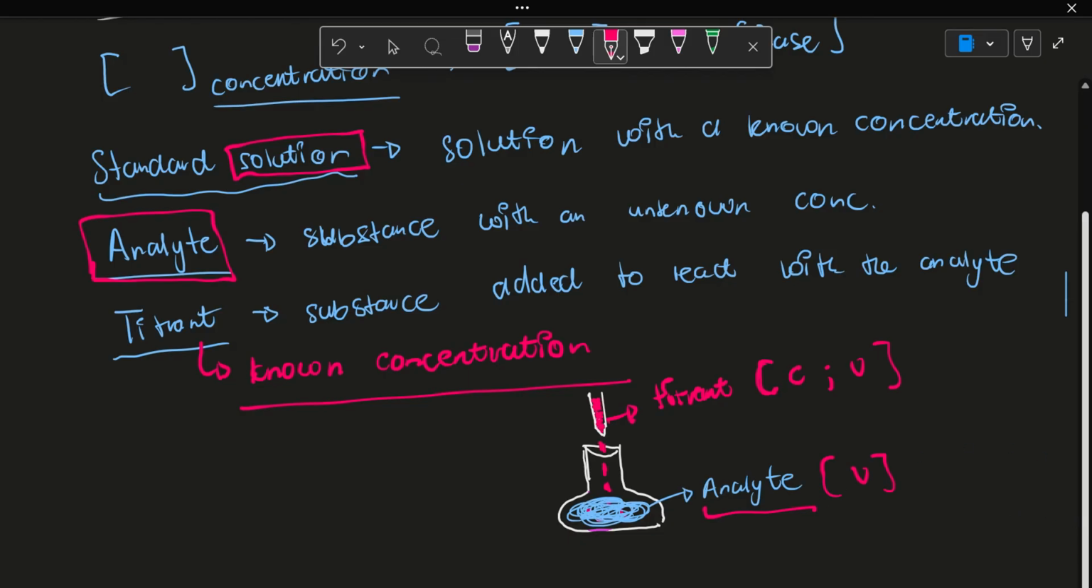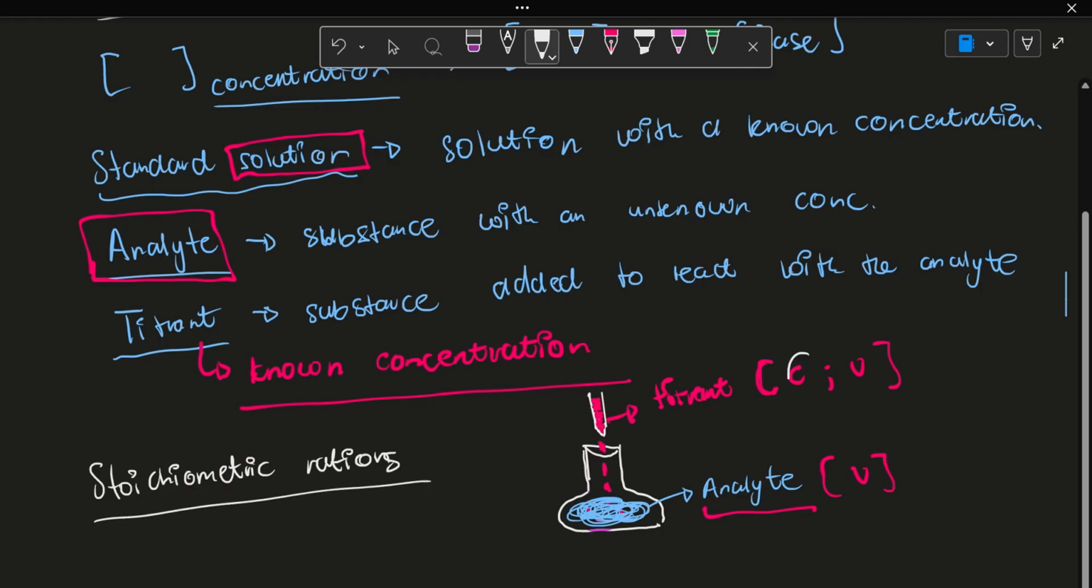Now, that is when we talk about the stoichiometric ratios. So I would use these to get my number of moles, and then I would use the stoichiometric ratios to determine the number of moles of the analyte, and now I would have the number of moles of the analyte as well as the volume, and then I can determine my concentration.